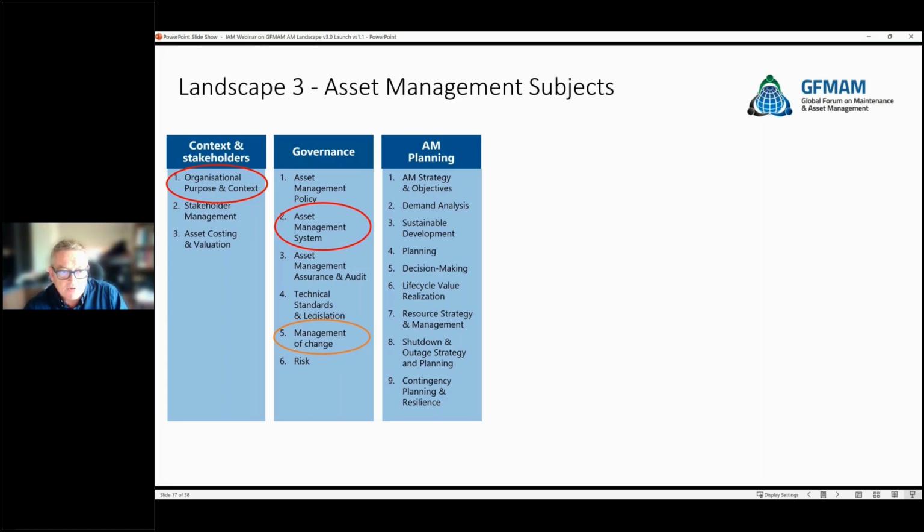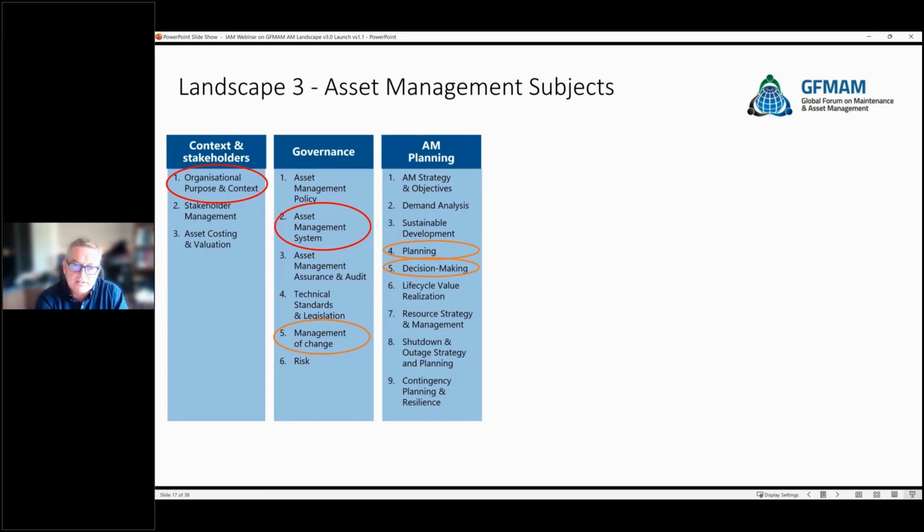So asset management, strategy, objectives, demand analysis, largely unchanged in terms of fundamentals. Sustainable development has been brought forward from what was in the kind of risk and review bucket previously. Strategic planning and asset management planning have been brought together under a single planning subject.